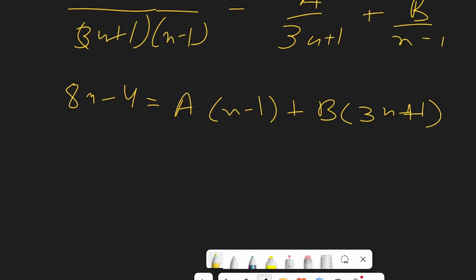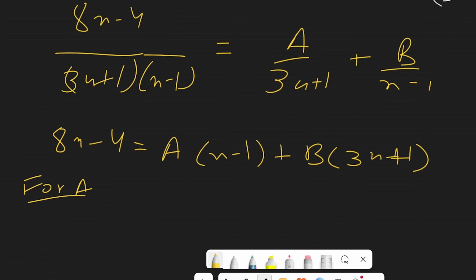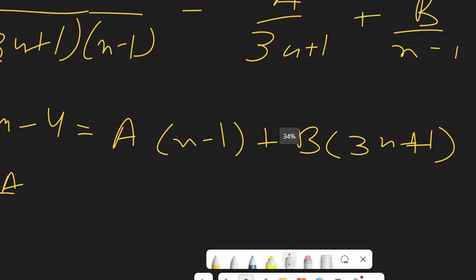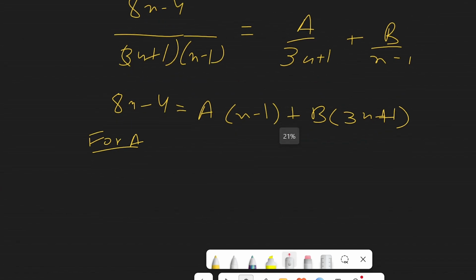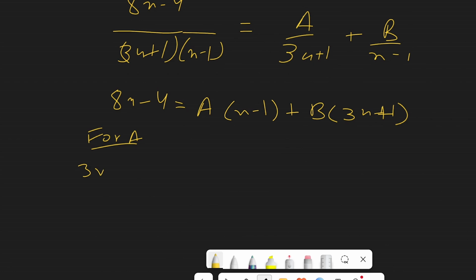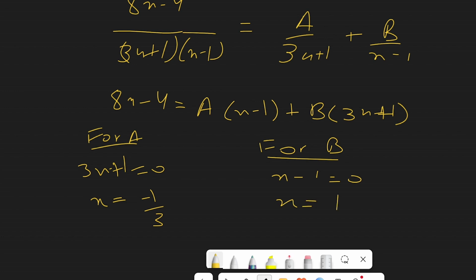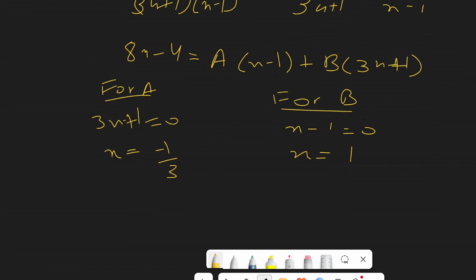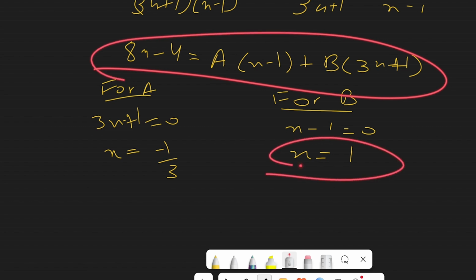Now we will solve for A. How will we solve for A? This denominator would be put to 0. 3x plus 1 equals 0, so x equals minus 1 over 3. For B, it would be x minus 1 equals 0, so x equals 1. Now I just have to put it into this equation: x equals minus 1 over 3, and then x equals 1.